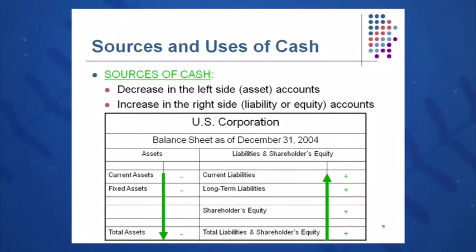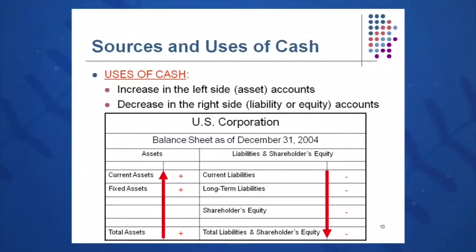A source of cash is a left side balance sheet item going down or a right side balance sheet item going up. For instance, if my current liabilities go up, that means I have bills that are unpaid. It's kind of a weird way of looking at it, but that's a source of cash. Conversely, if my left side balance sheet item goes down, if my inventory account goes down, that means I sold some inventory, and that's a source of cash. So left side balance sheet item down, right side balance sheet item up, those are sources of cash.